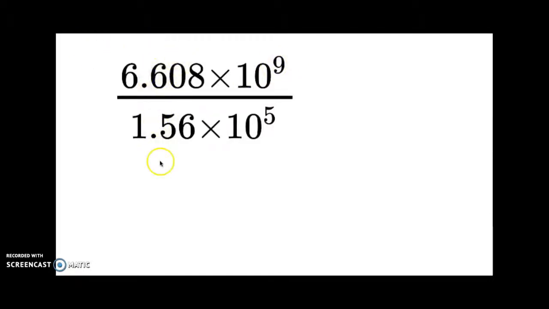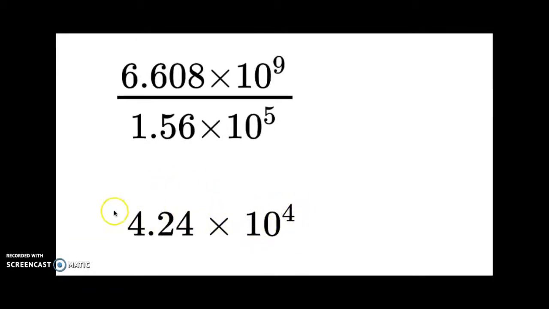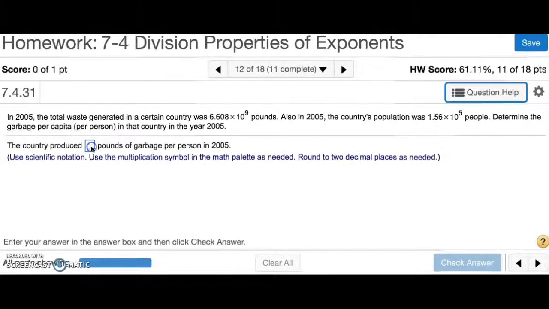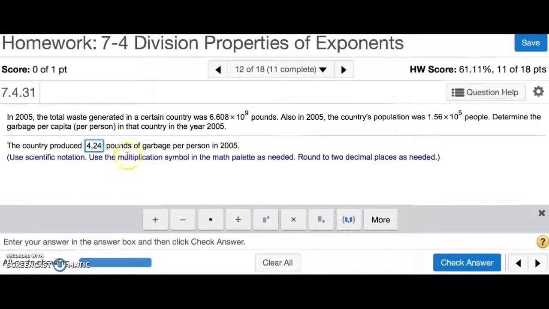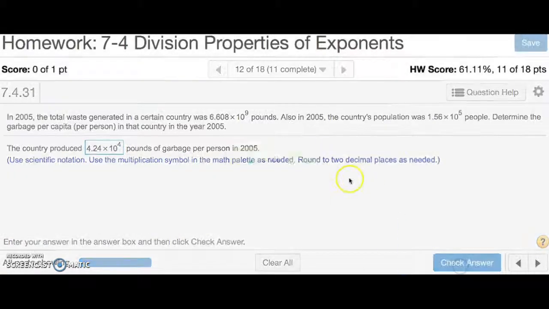So dividing these two numbers, we get approximately 4.24. It asks you to round to 2 decimal places, so make sure you round it to the nearest hundredth place. So in my case, it gives me 4.24. Now I divide these. Since they have the same base, I simply subtract the exponents. 9 minus 5 is 4, so I have 10 to the 4. This is in scientific notation already because this number is between 1 and 10. So then this will be my answer. Typing that in, we have 4.24 times 10 to the 4th power. And that's number 12.